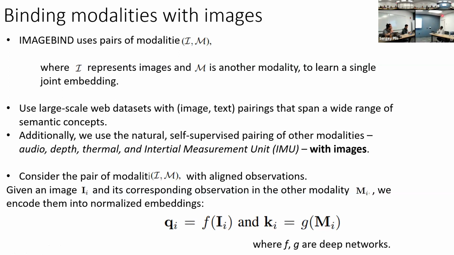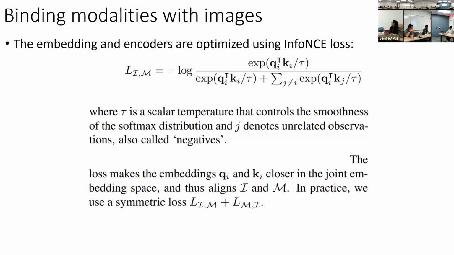Consider the pair of modalities IM with aligned observations. So given the image I and its corresponding observation in the other modality M, we input them into normalized embeddings using this expression. F and G are deep networks. And then the embeddings and encoders are optimized using the InfoNCE loss function, where tau is the scalar temperature that controls the smoothness of the softmax distribution, and j denotes the unrelated observations, all the negatives here.